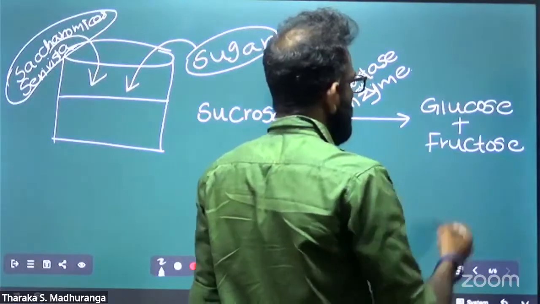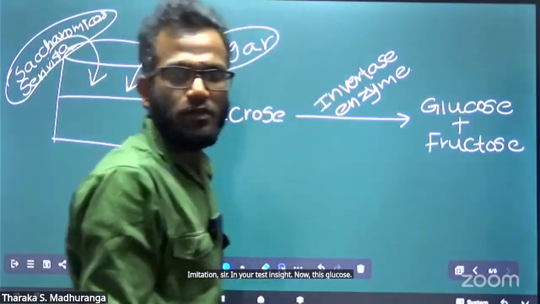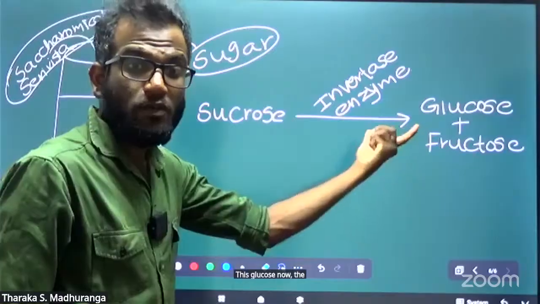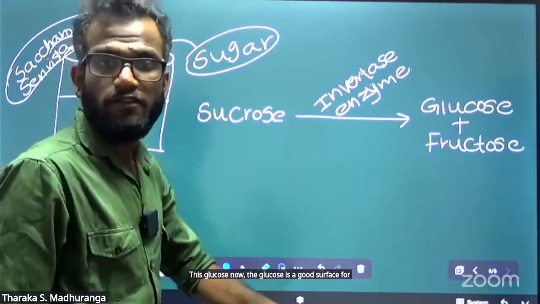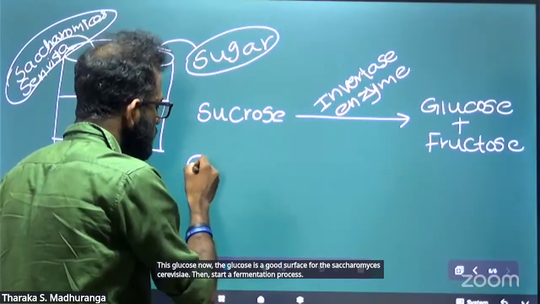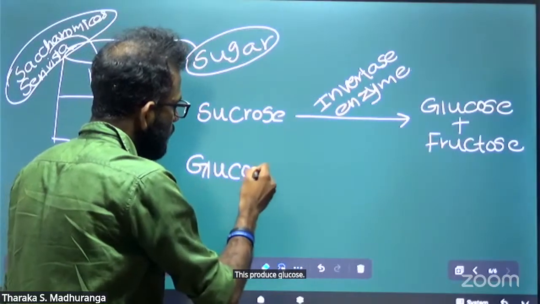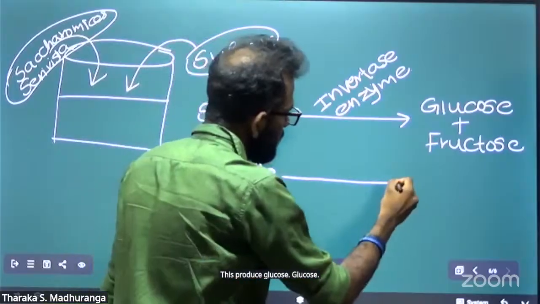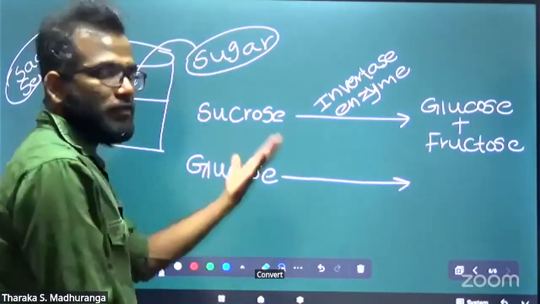Now the glucose is a good substrate for this Saccharomyces cerevisiae. Then the fermentation process starts. This glucose is converted by the fermentation process.